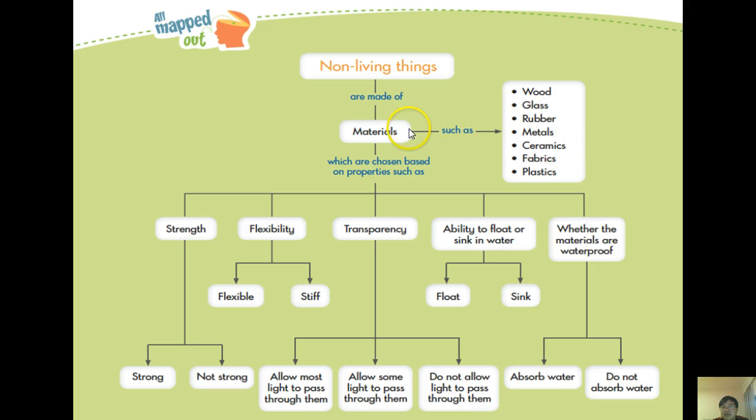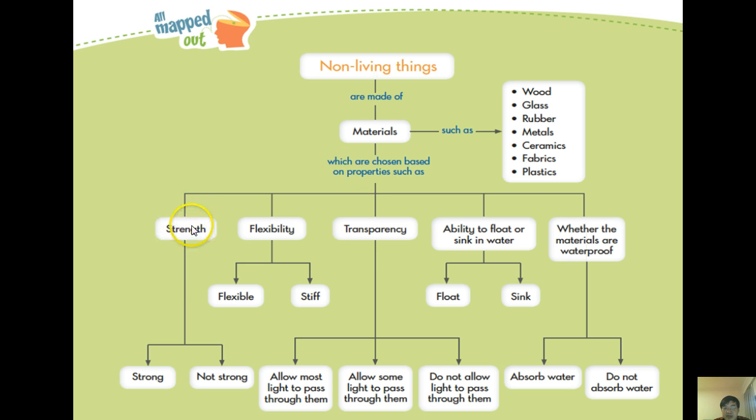It says that for materials, there are different types. Okay, wood, glass, metal, okay, ceramic, fabric and plastic. These materials can be combined to form some objects. Okay, for example the shoes. And of course we need to further understand that when we need to decide on which material to use, we got to look at their properties.